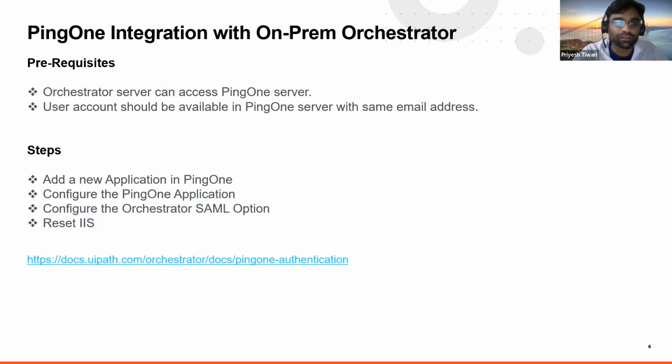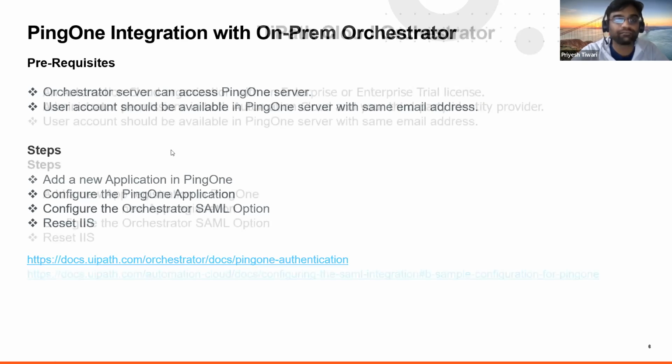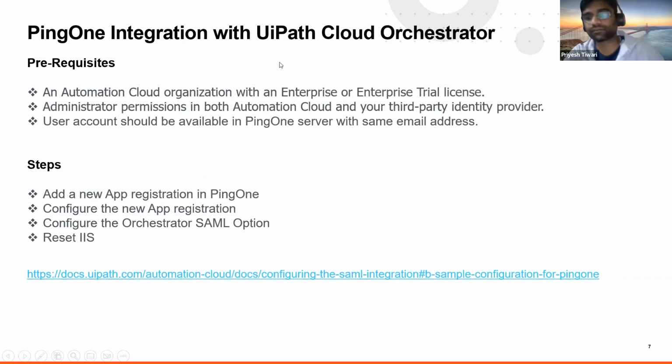The steps are almost the same when we talk about cloud as well. So if I have to go onto cloud, I'll just cover that, and then we will see both of them in action. Just in terms of the prerequisites, there are a few different ones. In cloud, we need to have an enterprise or enterprise trial license. Then only we can do the SAML-based integration. Apart from that, the administration permission is needed on both automation cloud as well as the third-party identity provider.